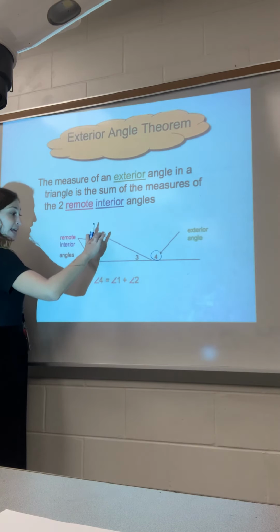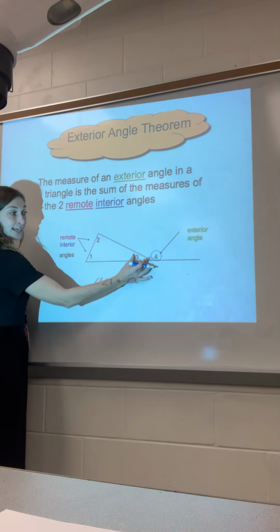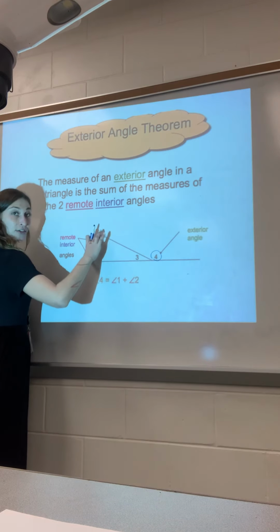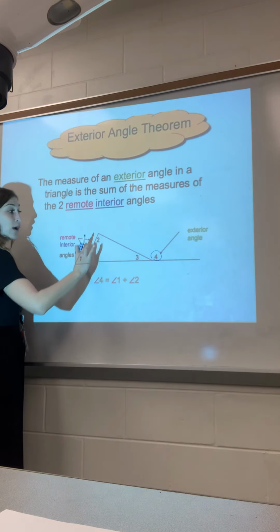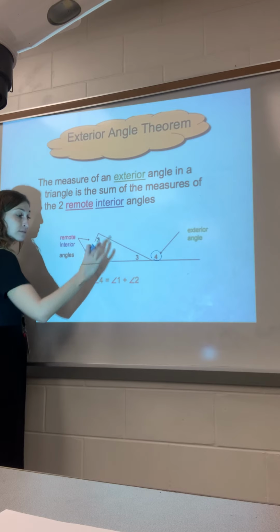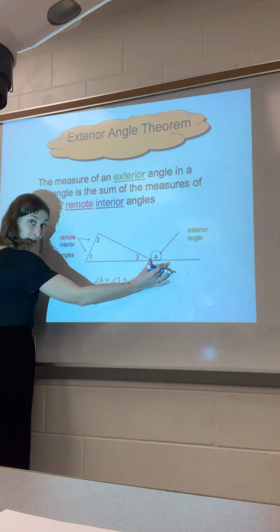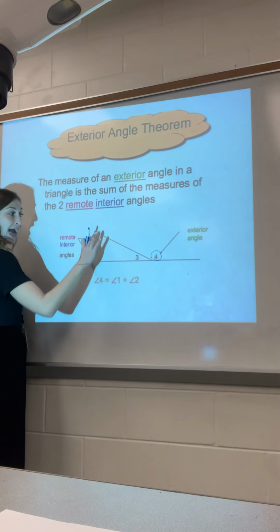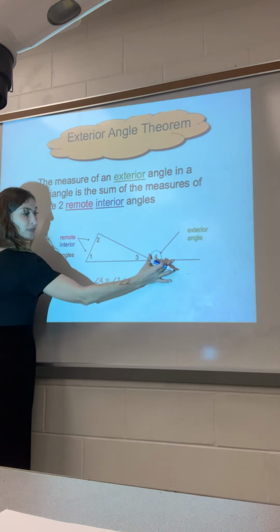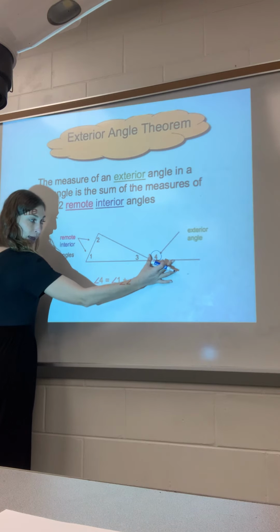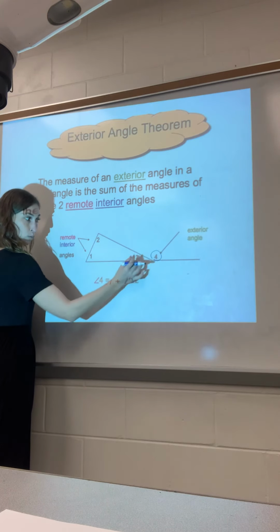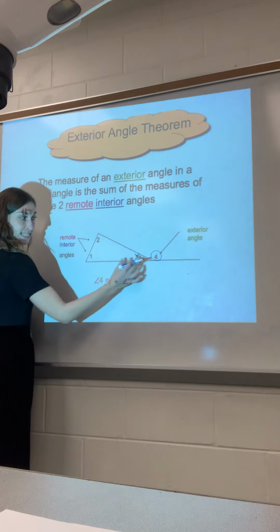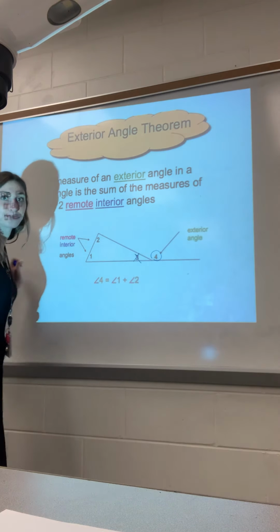Now these two angles right here are the remote interior angles, okay? These are the angles not next to the exterior angle. They're on the other side, okay? So what this theorem is telling you is that you are going to add the remote interior angles, and that'll give you what your exterior angle is, okay? So we're adding the remote interior angles, and that'll give you what the exterior angle is, okay? One more time. We're adding the remote interior, and that'll give you your exterior angle. We do not need to use this angle when we're using this process, okay?